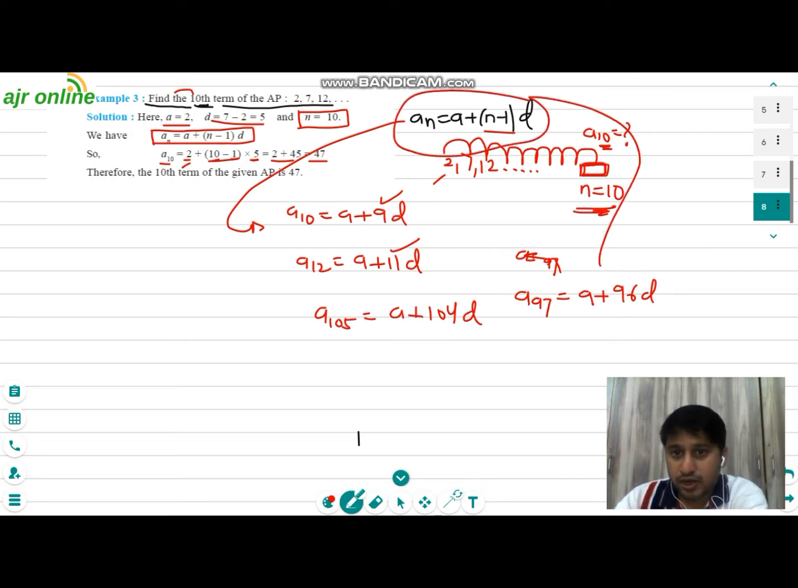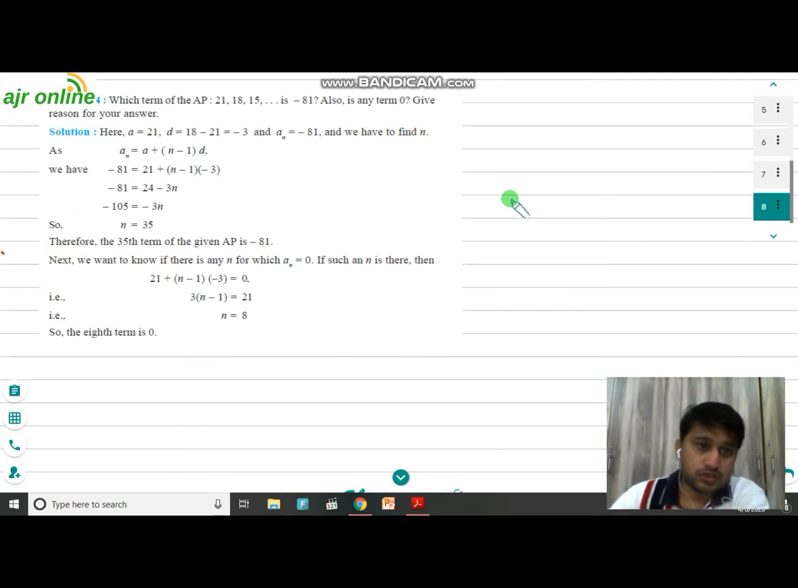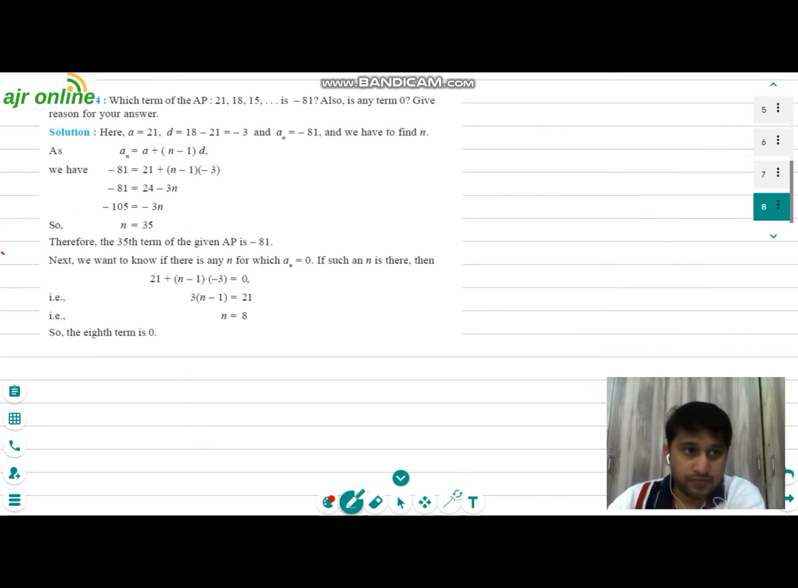Here we have already done n minus 1. It is coming 97 minus 1, 96. So directly you can do like this also. But of course this formula is very important to be learned. So dear students, now we are going to do example 4 of arithmetic progression chapter.